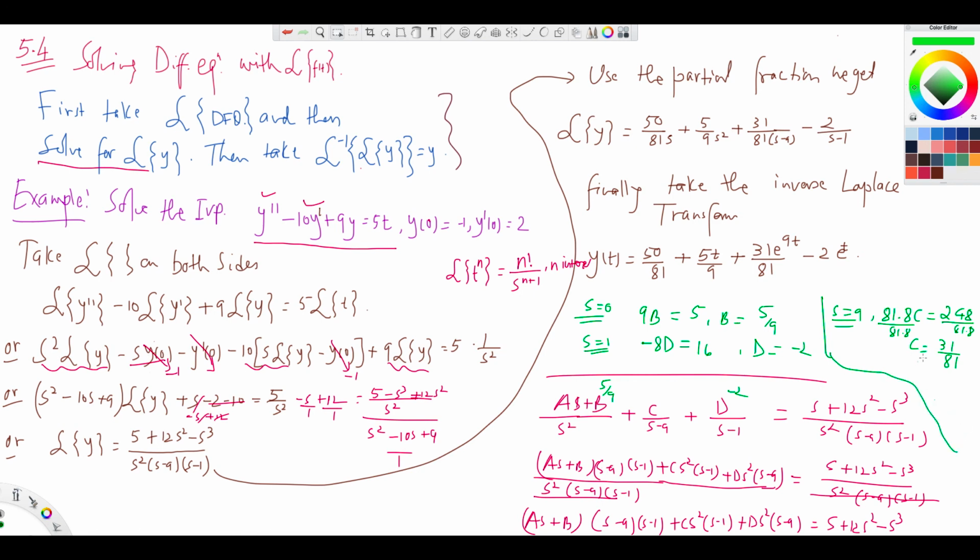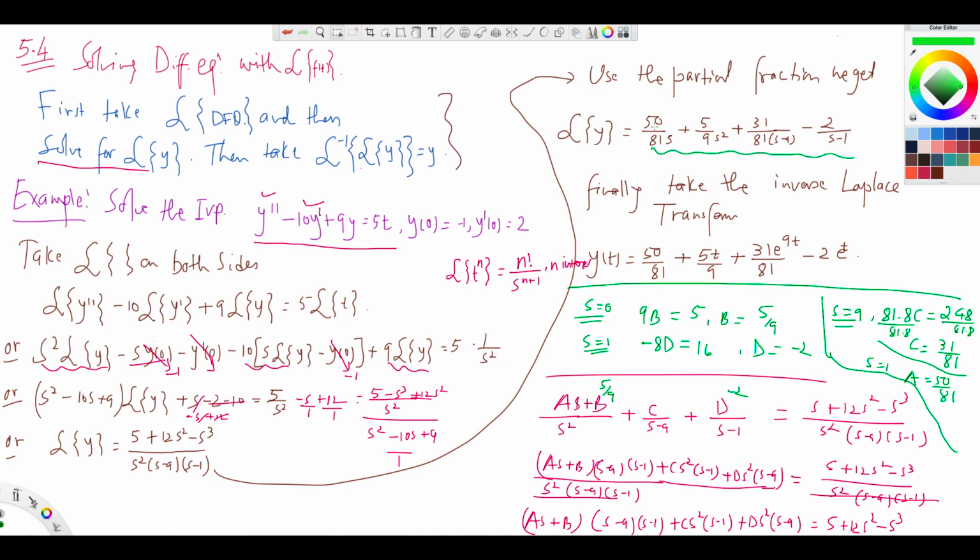Similarly, to find the value of a, there is nothing left that cancels one of the terms, right? So you can take s equals 1. You will get a equals 50 over 81. So you get these values, okay? Now what you do after this is you plug these values here, and you will get the Laplace transform of the right hand side as these terms. After you simplify this into partial fractions, you take the inverse Laplace transform of this.